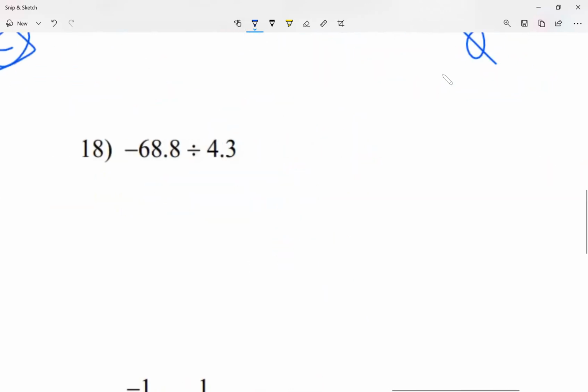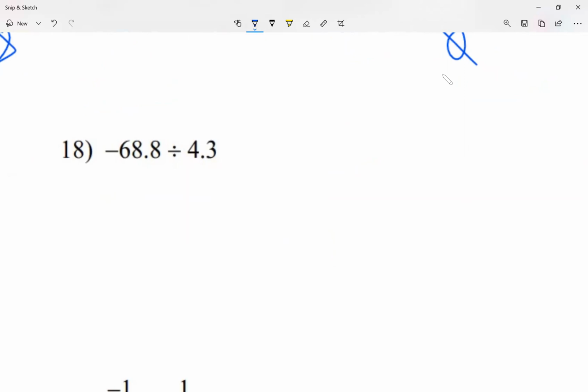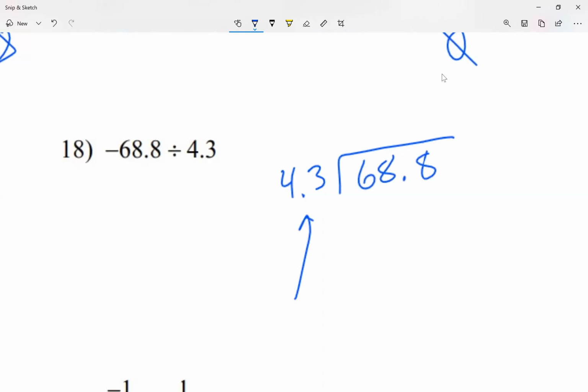Now, looking at number 18, I'm going to ignore the signs for a minute. I don't worry about the negative signs for right now. I'm just looking at 4.3 being divided into 68.8. The number on the outside cannot have decimals. Okay, so what I'm going to do, I'm going to move the decimal one place to the right. Whatever you do to the outside of the division, do it to the inside as well. So let me move my decimal point one place to the right on each. So I get 43 into 688.